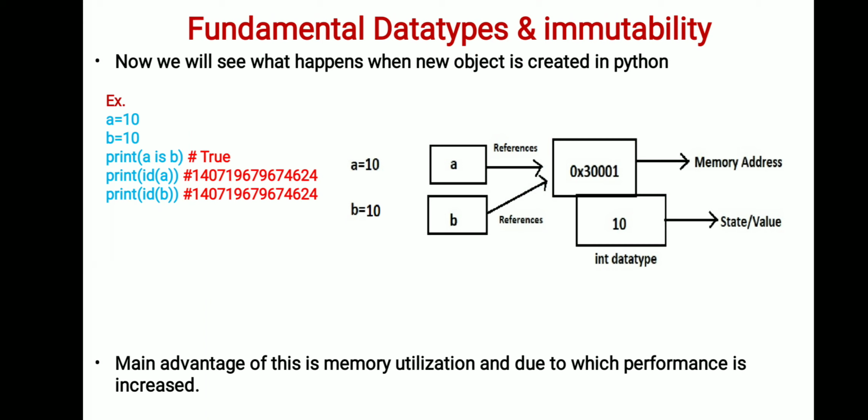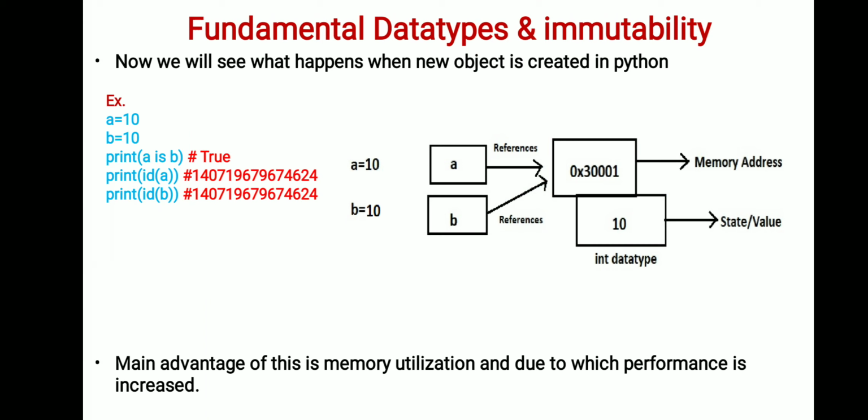Now the Python virtual machine will create a variable b or object b, and that will point to the address which is pointed to by variable or object a. Now a and b are both pointing to the same memory location 0x30001. You can see in the diagram also that a and b are both pointing to the same memory location 0x30001, and it holds the value 10.